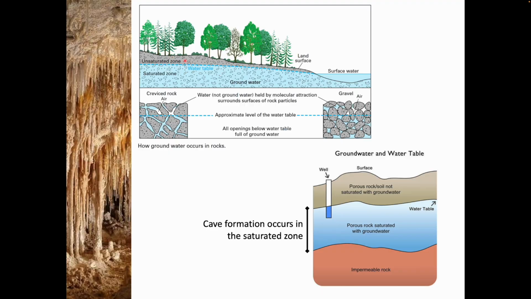Underground, we have a thing called the water table, and this is the underground zone where water saturates everything, and there is no air present at all in the subsurface. This saturated zone, also called the water table, is where caves are forming, because your fractured limestone is completely covered in water that is actively dissolving it. So cave formation happens in the saturated zone, in between your porous rock, which is not saturated with groundwater, and your impermeable rock below it, in which there is no water because it's impermeable.